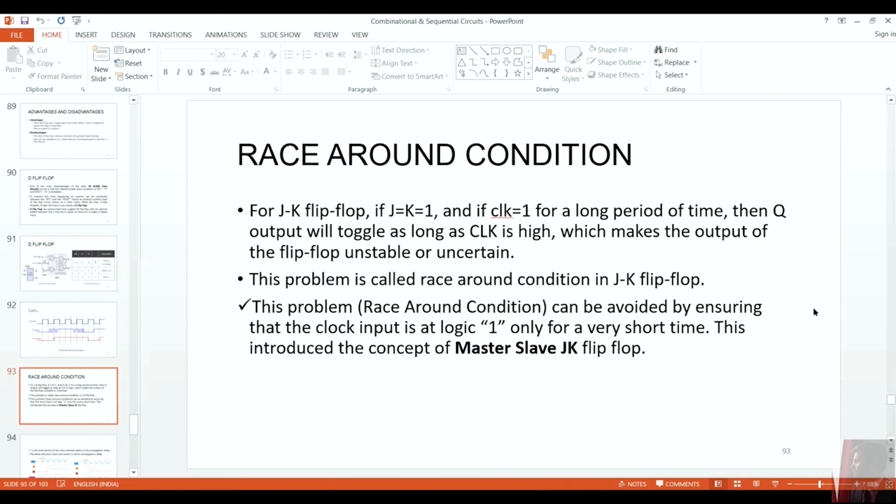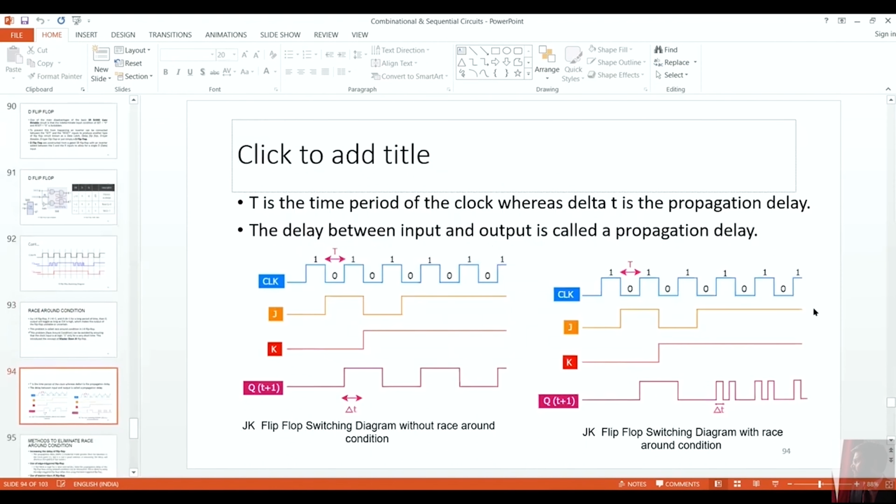When I'm saying master slave again and again, I'm talking about the race round condition also. I hope you read about the race round condition. We know in the JK flip-flop, whenever the inputs are 1, the output will toggle whenever the clock is high. But the output is unstable, and this problem is basically the race round condition.